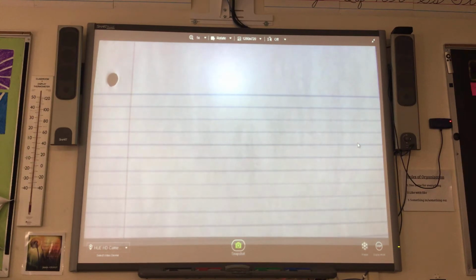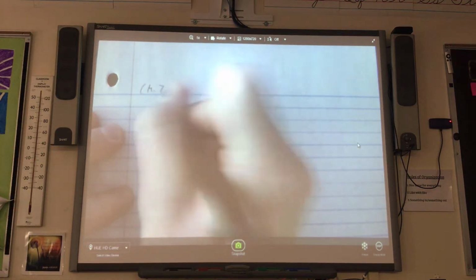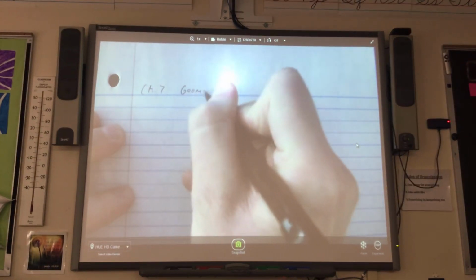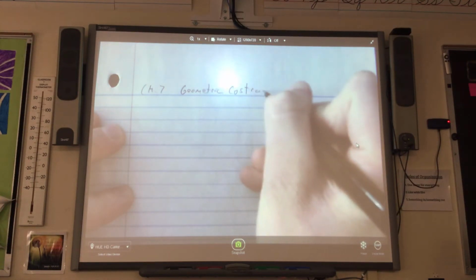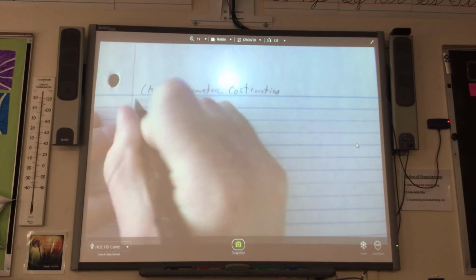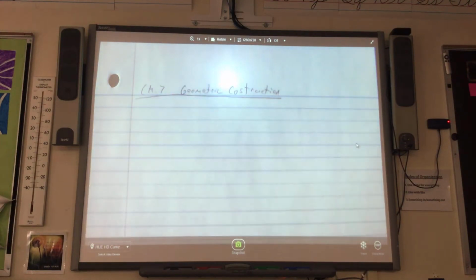Geometric construction. Right here, this 2 should have been right here, and 3 should have been right here. Geometric just means shapes. A lot of times that has to do with triangles and angles and things like that. Geometry, that's what geometry is.